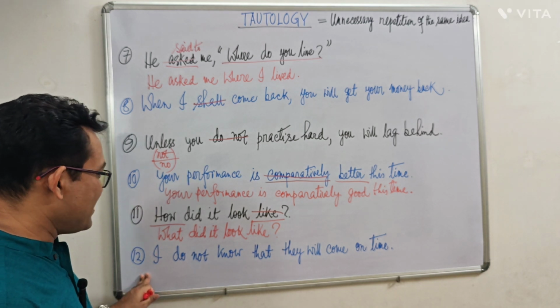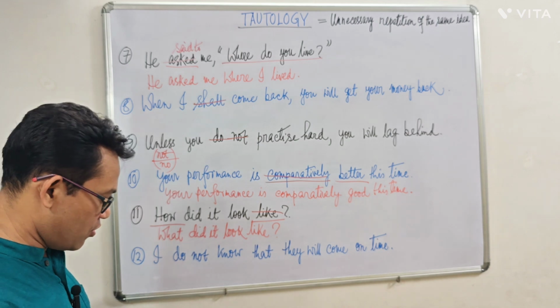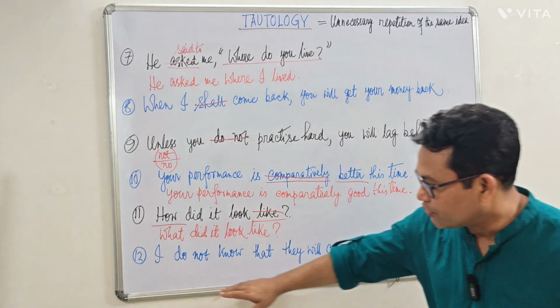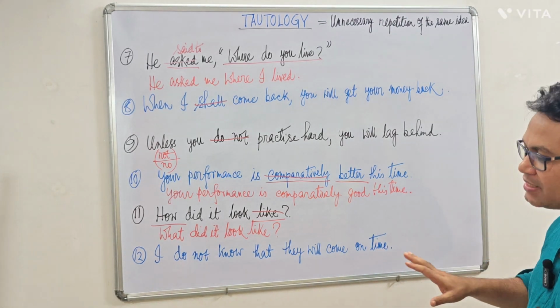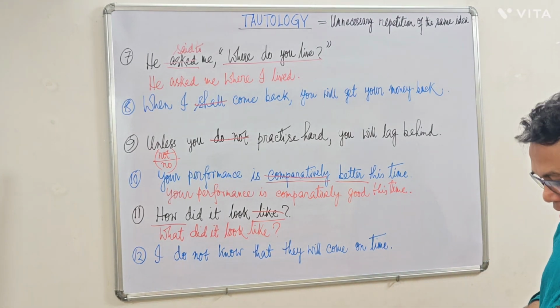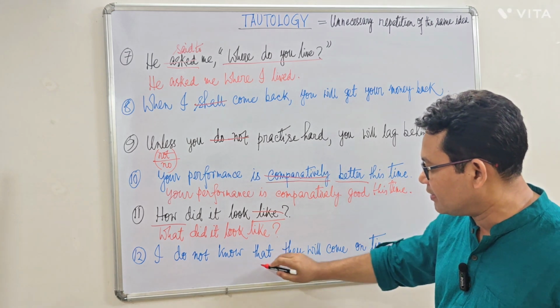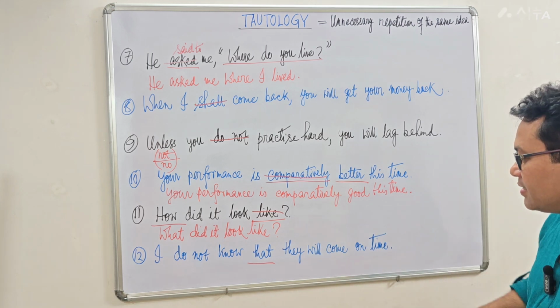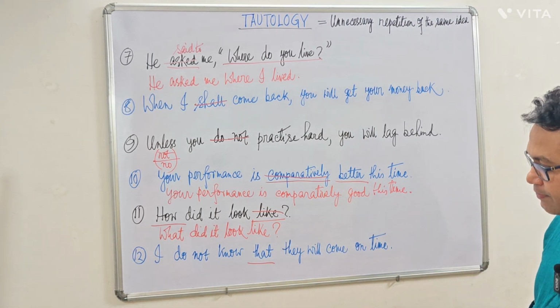Finally, number 12, as I said, is very, very important: I do not know that they will come on time. Again, a complex sentence. Let us analyze this sentence. So first, I do not know is the principal clause. That they will come on time is the subordinate clause. No problem. And we see that the subordinate clause is beginning with that. And from this sentence, we also understand that the subordinate clause is a noun clause or a nominal clause.